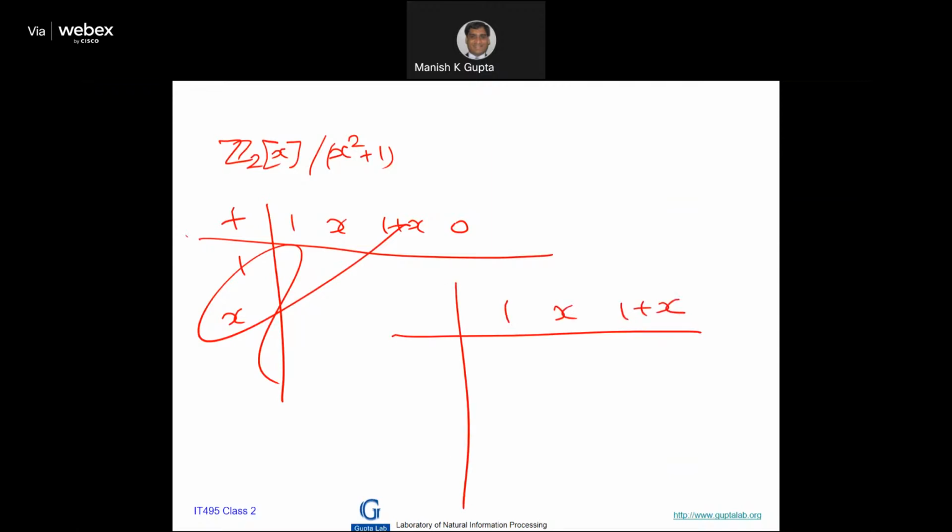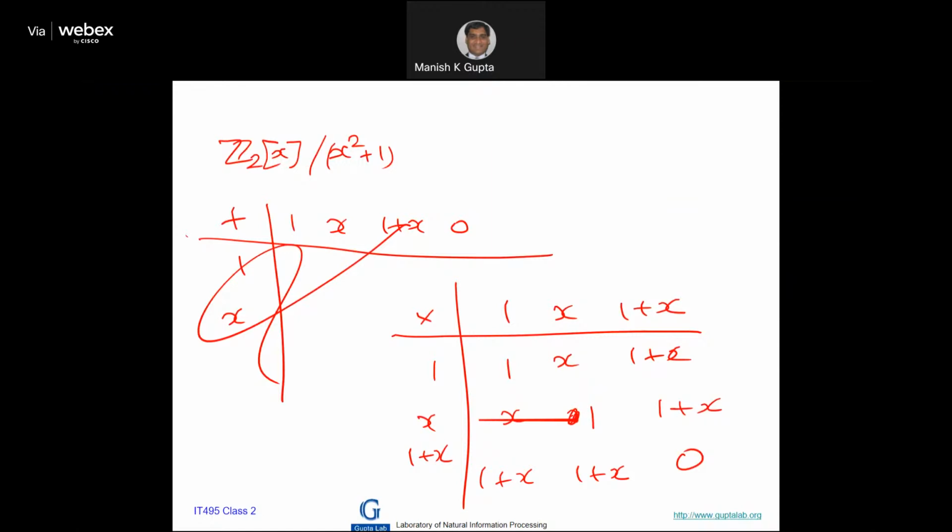1, x, 1 plus x. I'm avoiding 0 because 0 multiplied with everything is anyway 0. Multiplication table: 1, x, 1 plus x. So 1 into 1 is 1, x, and 1 plus x into 1 is 1 plus x. x into x square, which is 1. And x into 1 plus x is 1 plus x. 1 plus x into 1 plus x is 1 plus x whole square, which is nothing but 1 plus x square. But x square is equal to 1, so the whole thing is 1 plus 1, which is 0. You just look at the multiplication table.